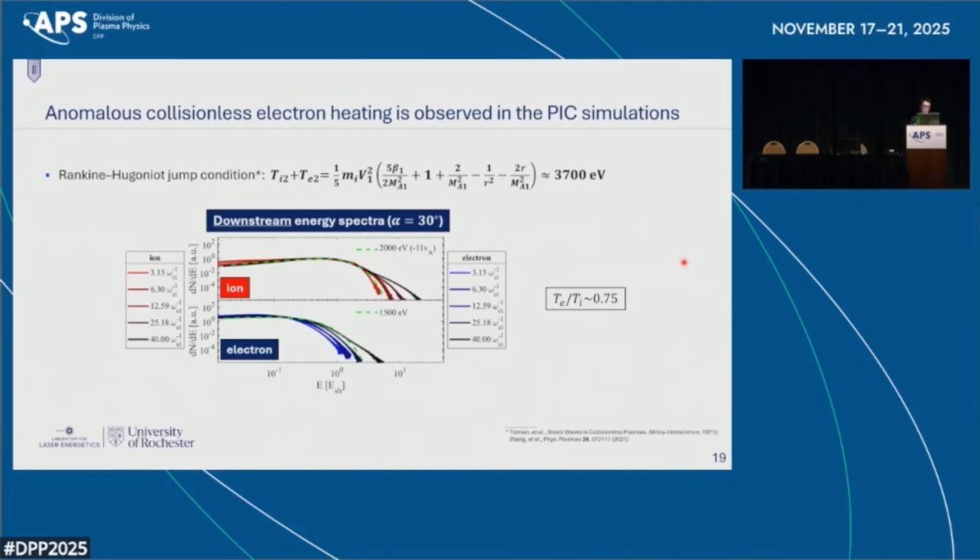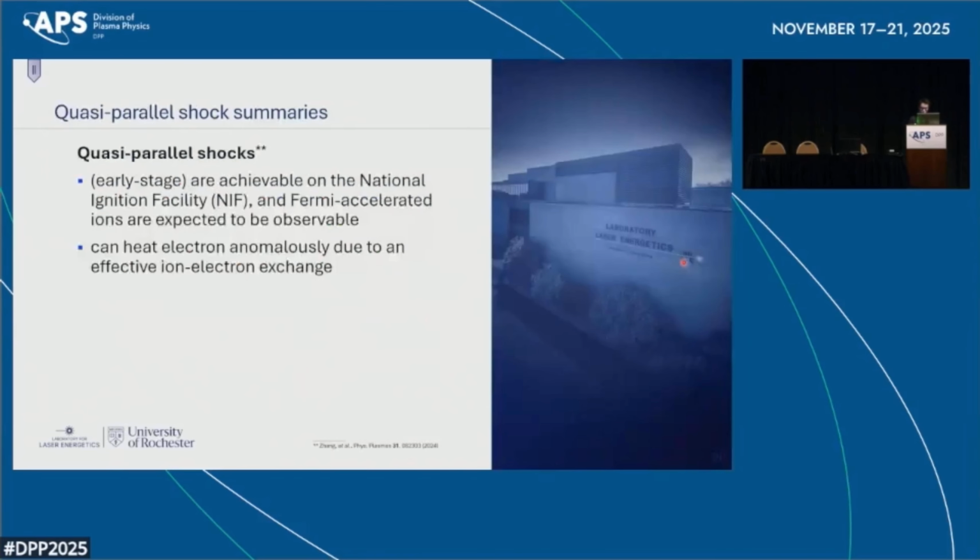So we do have some collisionless electron heating here. Before we move on to energy exchange, here is the summary of quasi-parallel shocks. We can achieve an early stage quasi-parallel shock on the National Ignition Facility, and we expect to see Fermi accelerated particles from the experiment. And this quasi-parallel shock can efficiently heat electrons due to some energy exchange we will talk about.